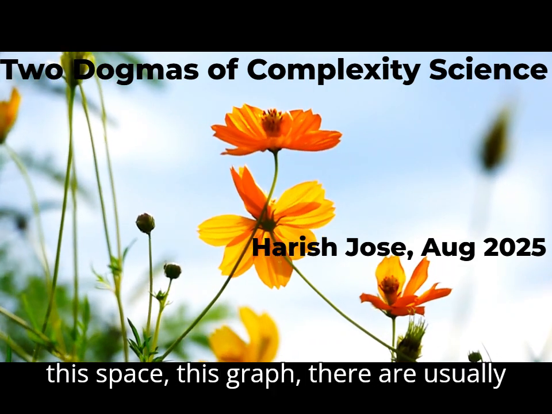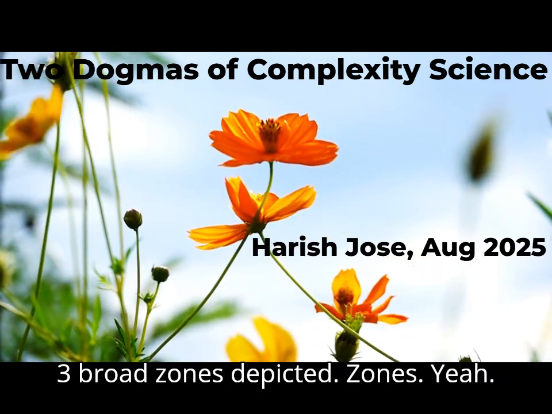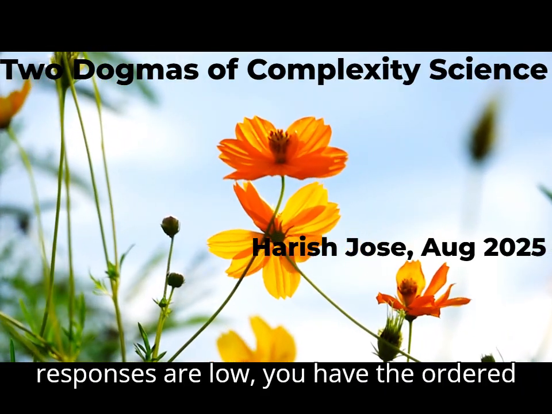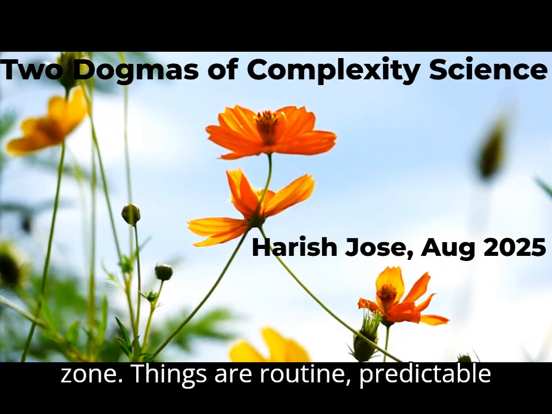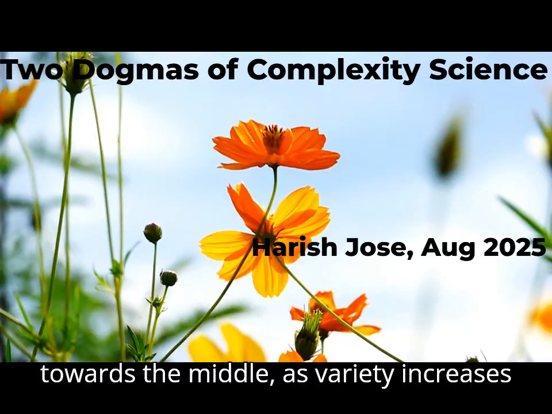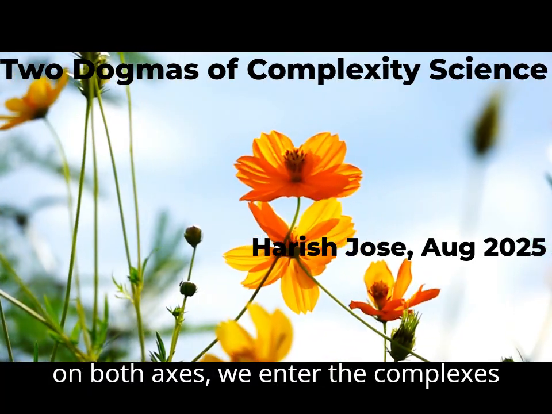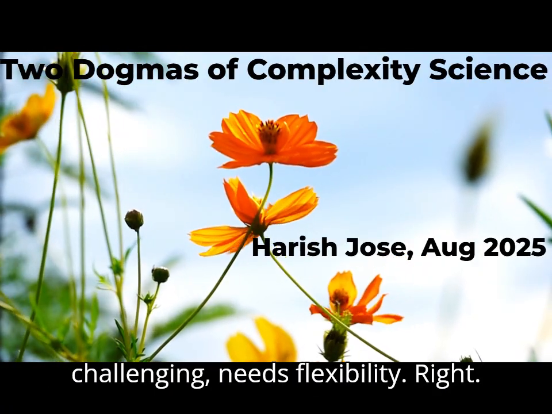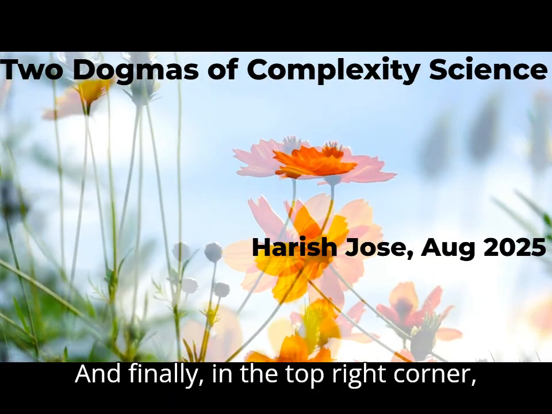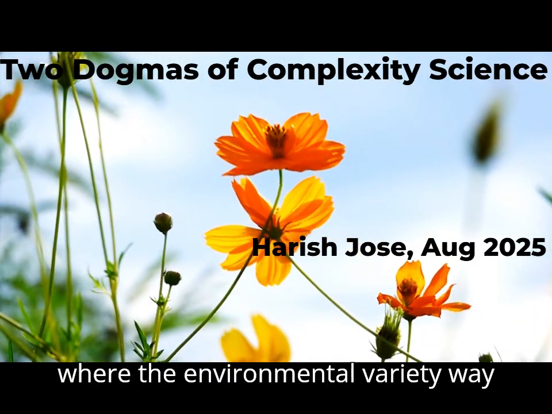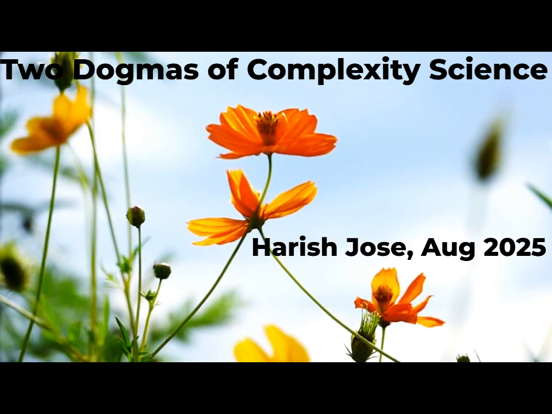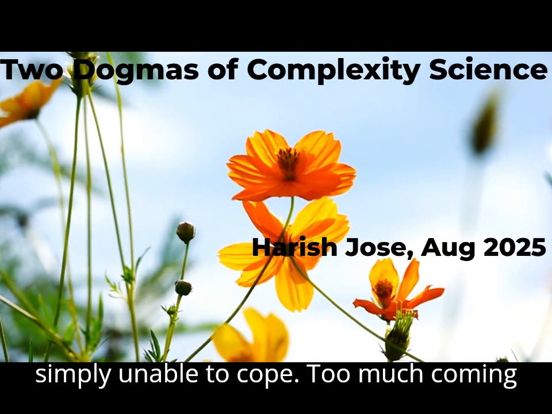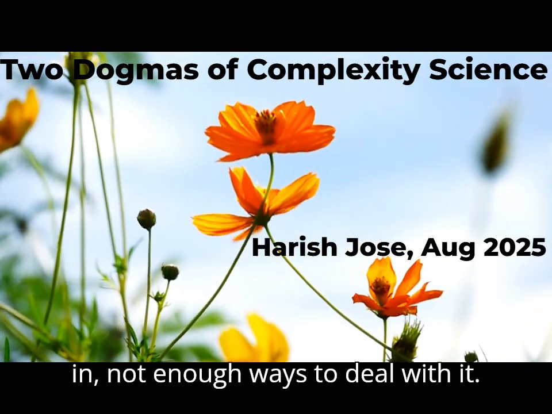Makes sense. And within this space, this graph, there are usually three broad zones depicted. Zones. Yeah. In the bottom left, where both environmental stimuli and internal responses are low, you have the ordered zone. Things are routine, predictable there. Okay, simple stuff. Then, moving towards the middle, as variety increases on both axes, we enter the complex zone. This is where the system needs to learn, adapt to changing conditions. More challenging, needs flexibility. Right. And finally, in the top right corner, where the environmental variety way outstrips the system's response capacity, that's the chaotic zone. Overwhelm. Exactly. The system is overwhelmed, simply unable to cope. Too much coming in, not enough ways to deal with it.